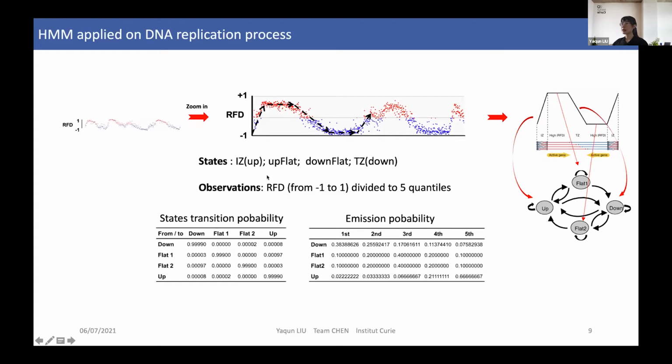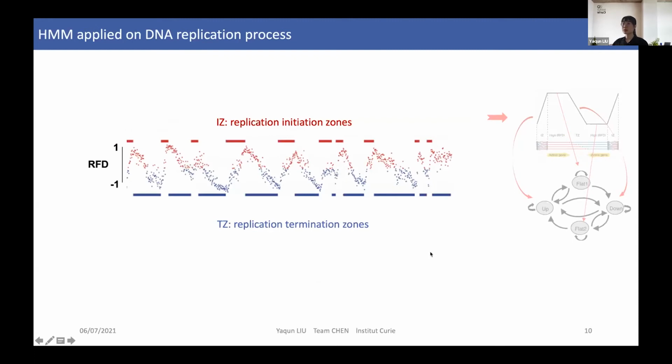So for the observations, we divided the RFD into 5 quantiles. By using training subsets, we set up the different transition probabilities among the 4 states, and also the emission probabilities between states and the observations to successfully, you can see here, get most of the IZs, the replication initiation zones, and also the TZs, the termination zones, in 1 KB resolution in human cells.